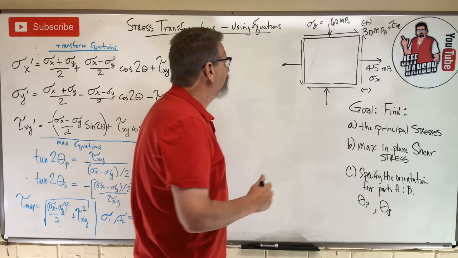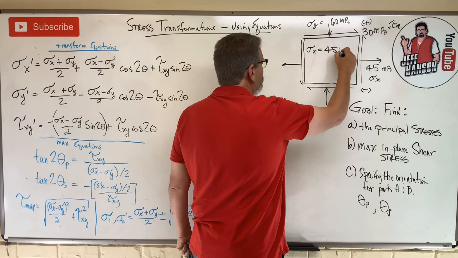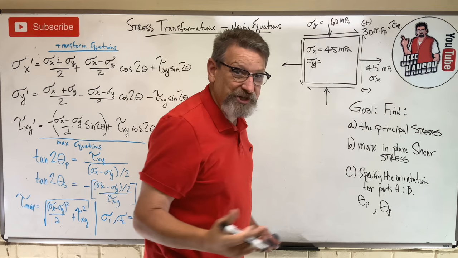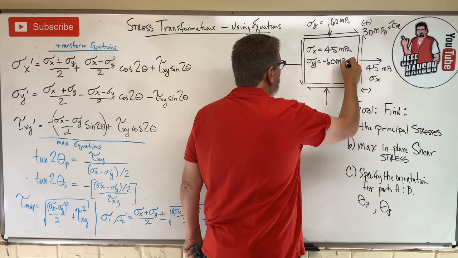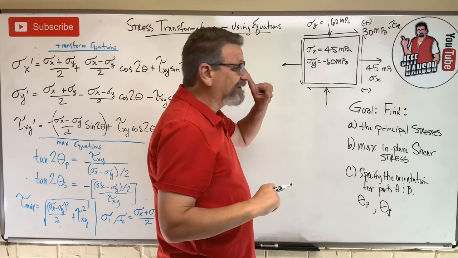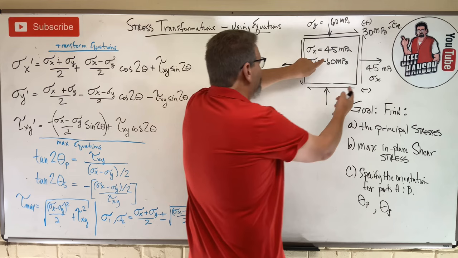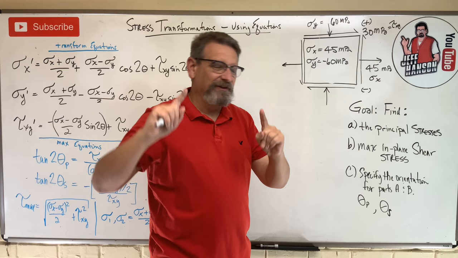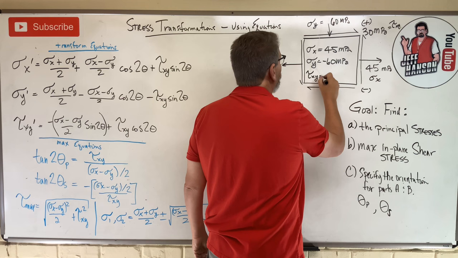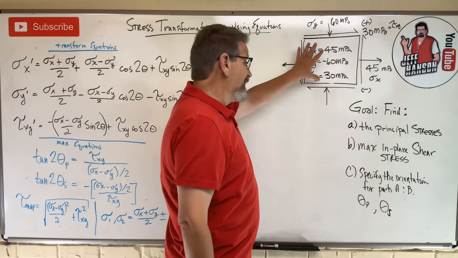Now, what I've got here is this. Sigma X is equal to 45 megapascals. Sigma Y is equal to, look, it's in compression. What does that mean? It's negative. And then of course tau XY. Now we have to tell if that's positive or negative. We always look at the X face, and which direction does this arrow rotate my little stress element? It's going this way, rotating me counterclockwise. Counterclockwise is positive, so tau XY is equal to positive 30 megapascals. So there are our three numbers that are going into those equations down there.